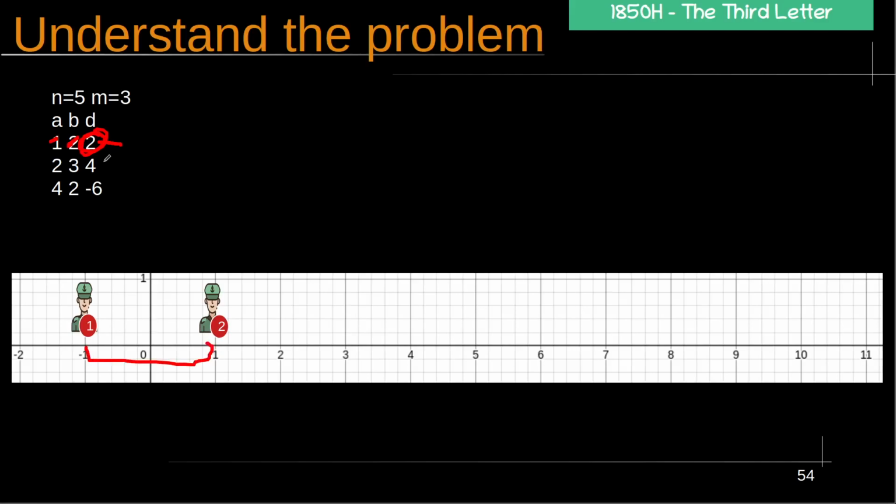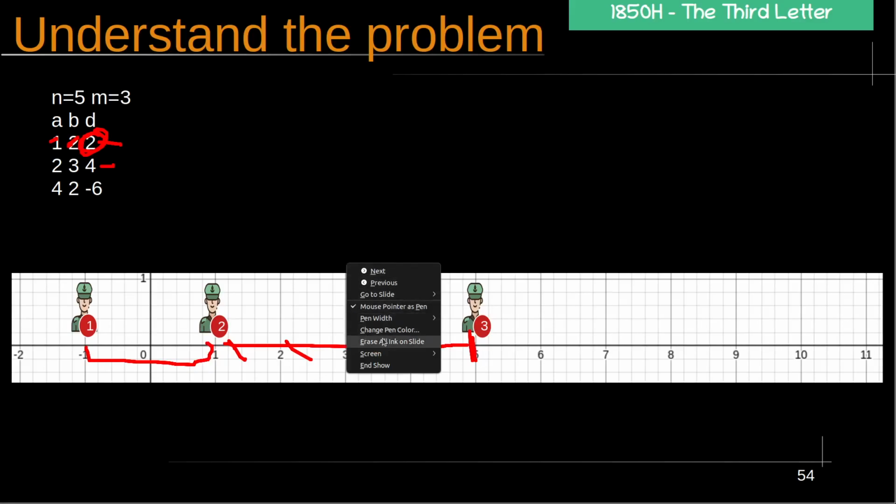Okay, 2, 3, 4 indicates that soldier 2 is in front of soldier 3 by 4 units. So here we have to count from soldier 2: 1, 2, 3, 4. Unit 1, unit 2, unit 3, unit 4. So soldier 3 should be in that position.